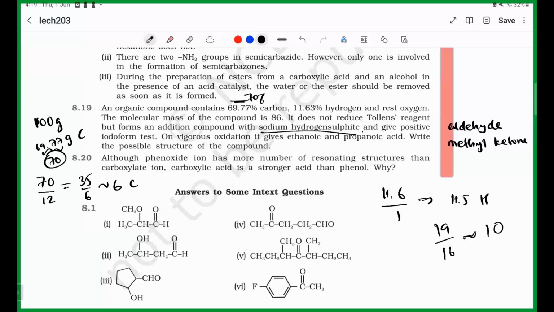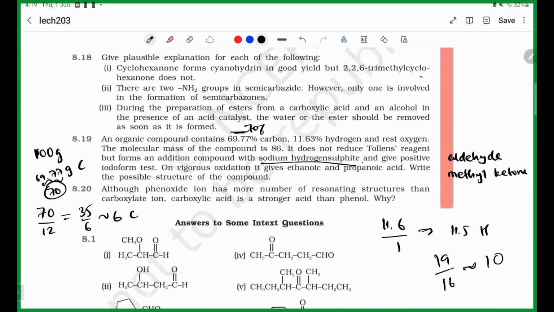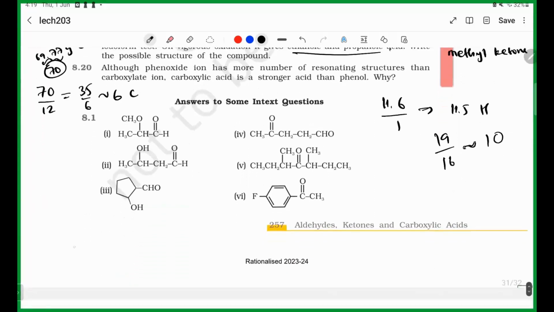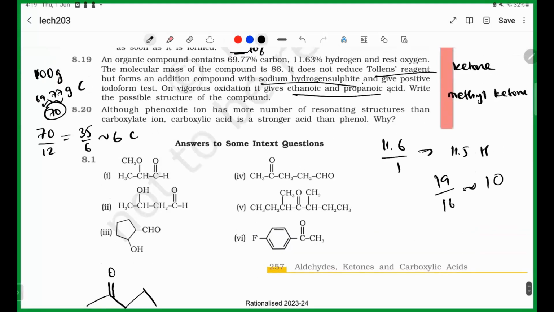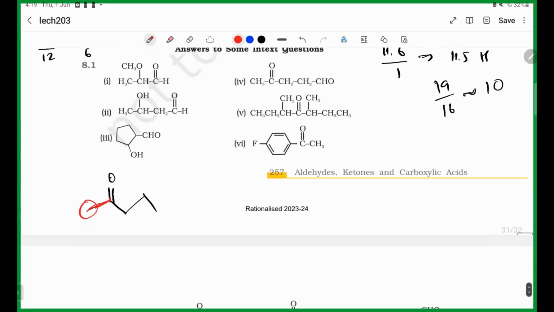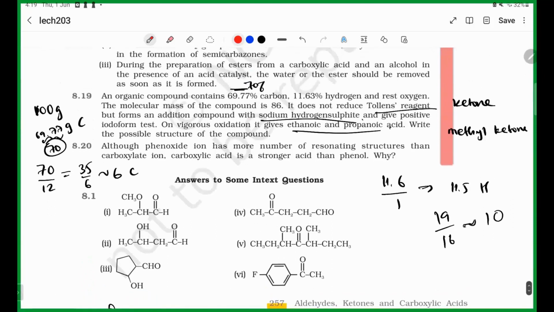On vigorous oxidation, it gives you ethanoic and propanoic acid. It does not reduce Tollens' reagent. So wait, it does not reduce Tollens' reagent, it's a ketone, my bad. So which means it gives you ethanoic and propanoic acid. It's easy to deduce this structure. It should be that, because it gives you the iodoform test, right? So you should have a methyl ketone group. So if it gives you ethanoic acid, that means these two are the part. Then we should have three other carbon atoms for the propanoic acid part.